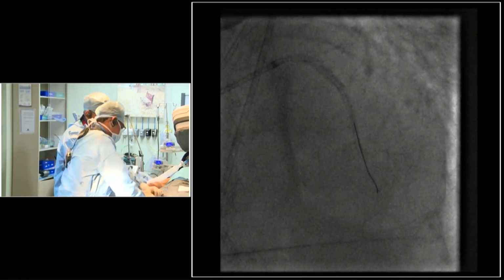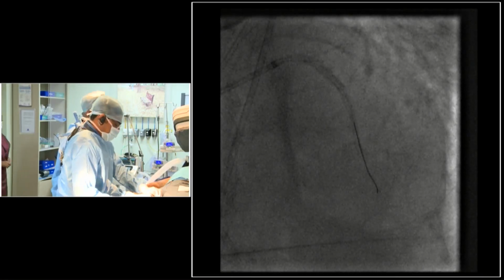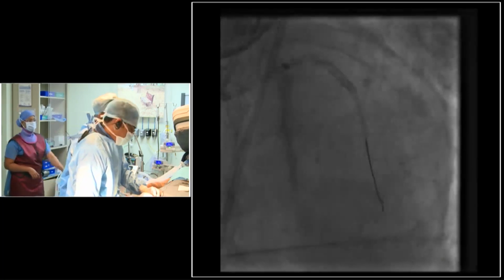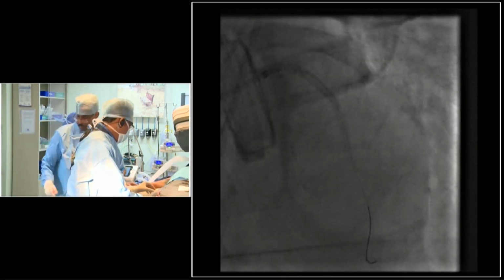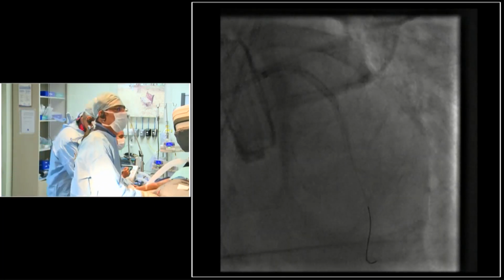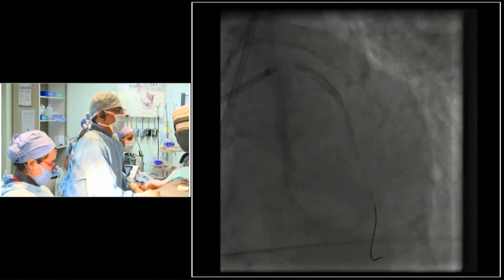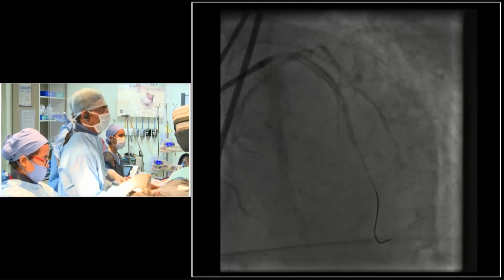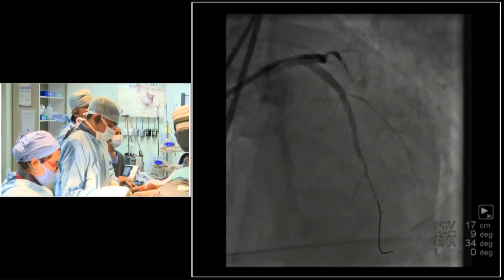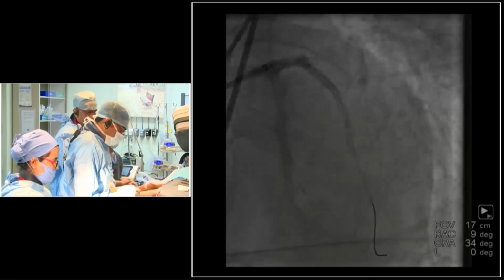This is the system. Okay, the 4.0 balloon. We'll check the flow. Let's take a shot. Pressure remains stable. I'll just check the flow. Flow remains good. Yeah. Come to caudal view. 4 millimeter balloon.